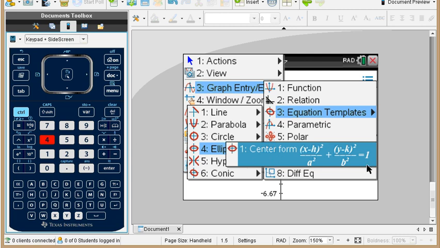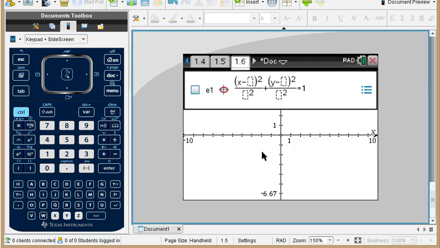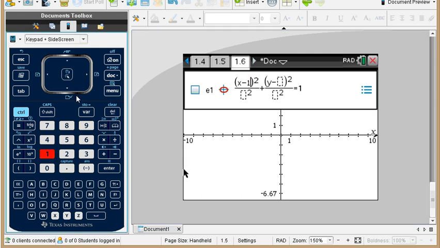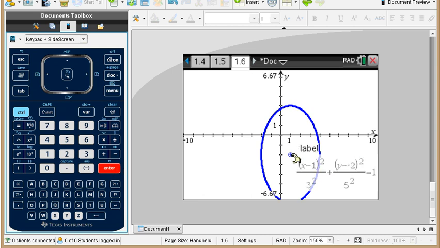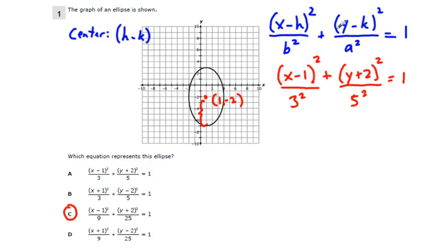And create form. You only get one form here. So we're going to put x minus 1, and then we had 3 squared underneath the x, and 5 squared underneath the y, and y minus negative 2, so put negative 2 here, and graph this, and we see one that's precisely the one we had been given the graph of here. So C is our correct answer.